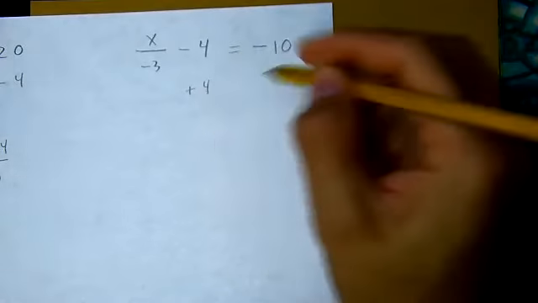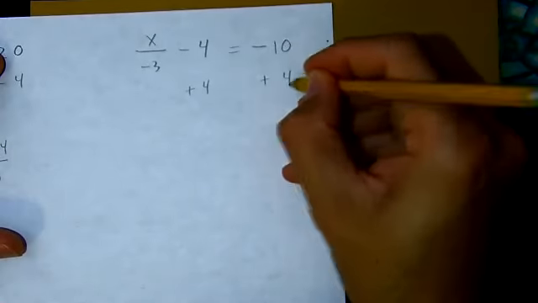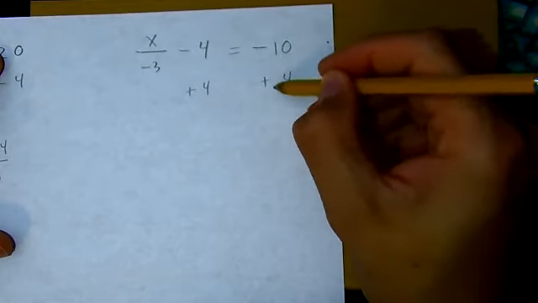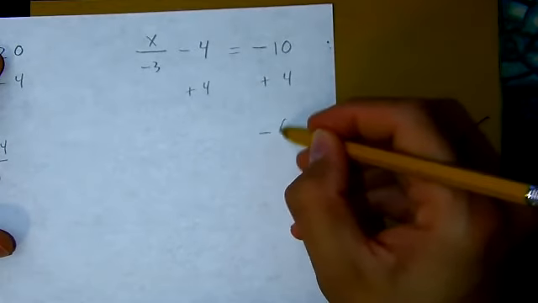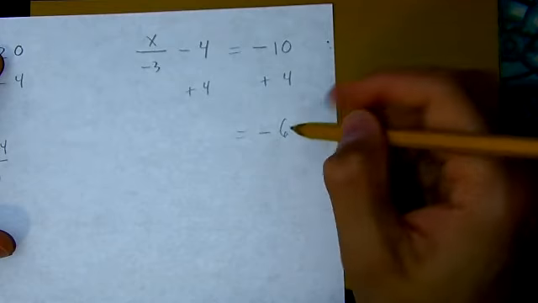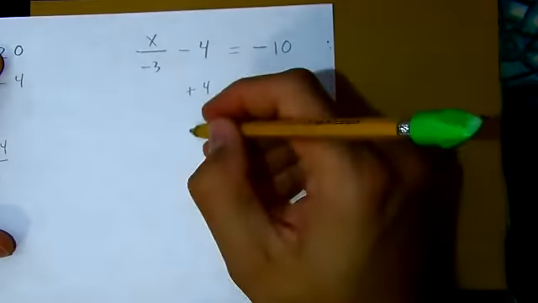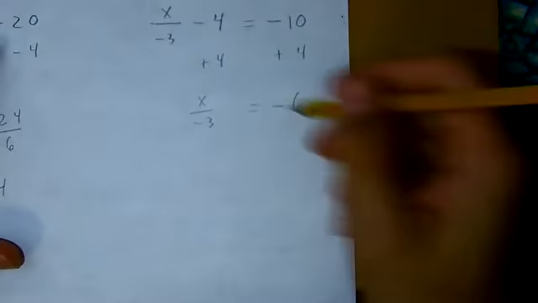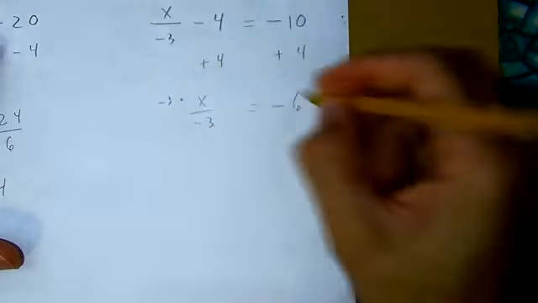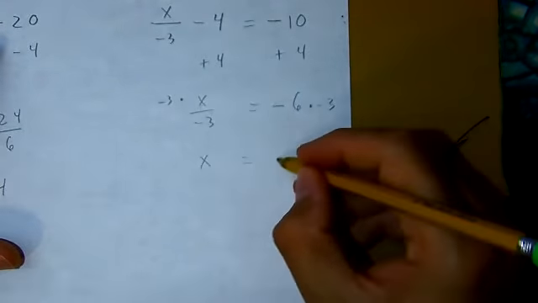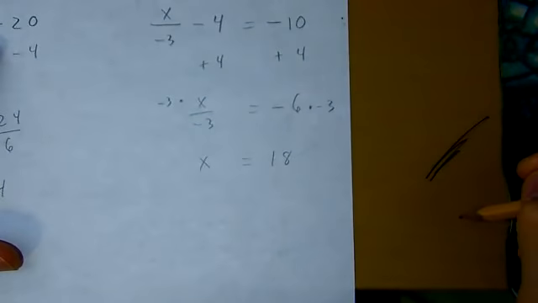On this one, you should have added 4. So if you enter this on your calculator, you should have put -10 plus 4, and it would have given you -6, because when they have different signs, you subtract, keep the sign of the larger. So in this step, you should have multiplied by -3. So x is positive 18.